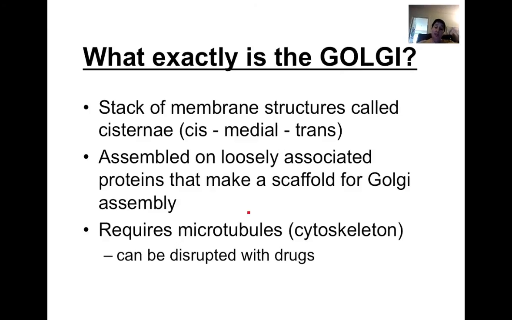The Golgi is actually made and it's sitting on a scaffold. So think of it as a mesh network that holds the Golgi together. And that mesh network is made of cytoskeletal components called microtubules. And how do we know this? Well, we can disrupt the microtubule networks using drugs, and we can see the Golgi actually just falls right apart.